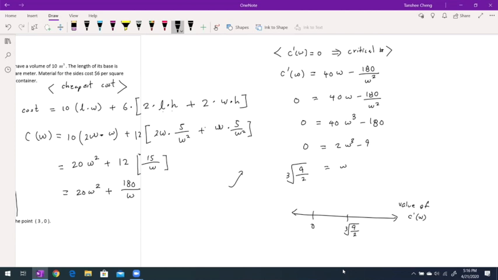The cube root of 9 over 2. I don't know what that number is. Let me see. 9 divided by 2, and then the cube root of it. That is approximately 1.65, and so on. So we can choose 1 right here, and we can choose 2 right here to test it. Are you all okay with this?